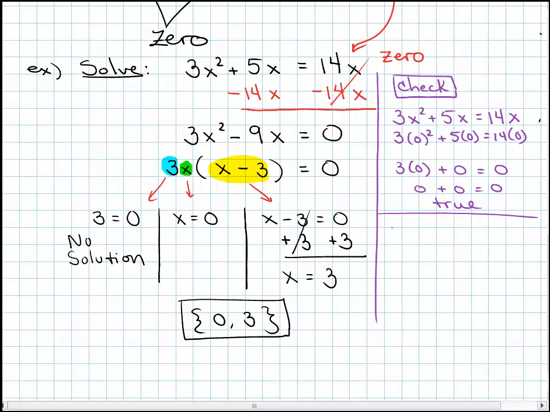Let's check the 3. 3 times 3 squared plus 5 times 3 is equal to 14 times 3. This is 3 times 9 plus 15 is equal to, what's 14 times 3? 42. So 3 times 9 is 27, and 27 plus 15 is 42. So both of my solutions are correct. Questions?